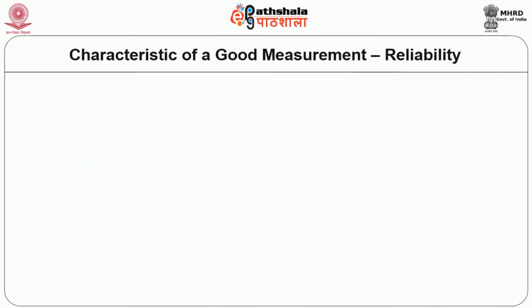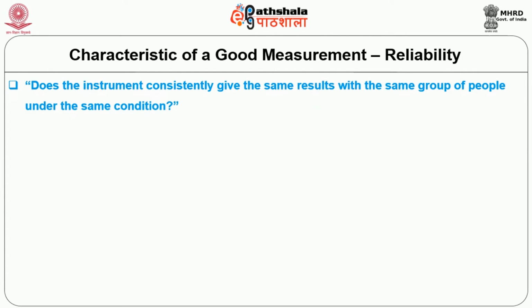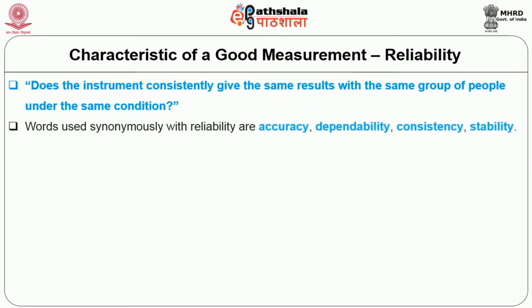Next, we come to reliability. What is reliability? Reliability asks the question, does the instrument consistently give the same results with the same group of people under the same condition? Other words that are used synonymously with reliability are accuracy, dependability, consistency, and stability.